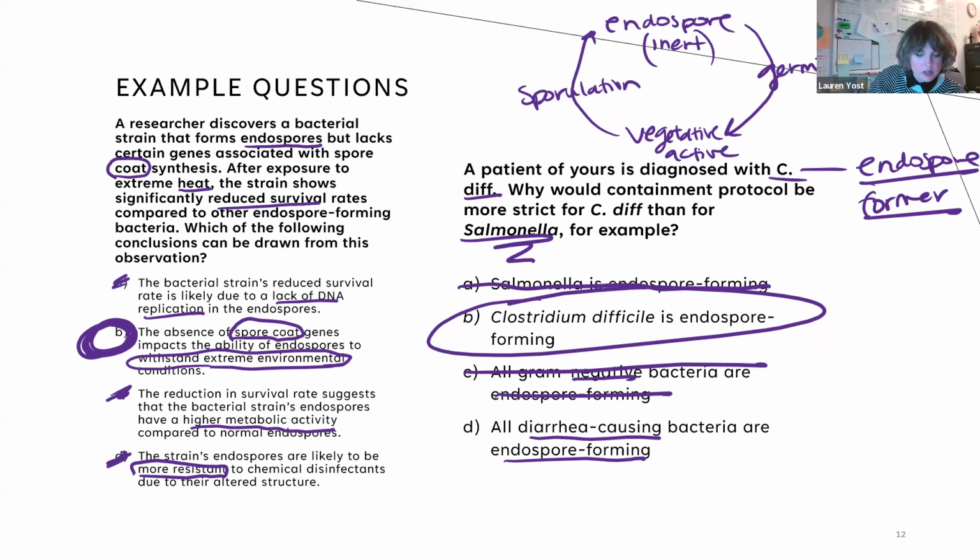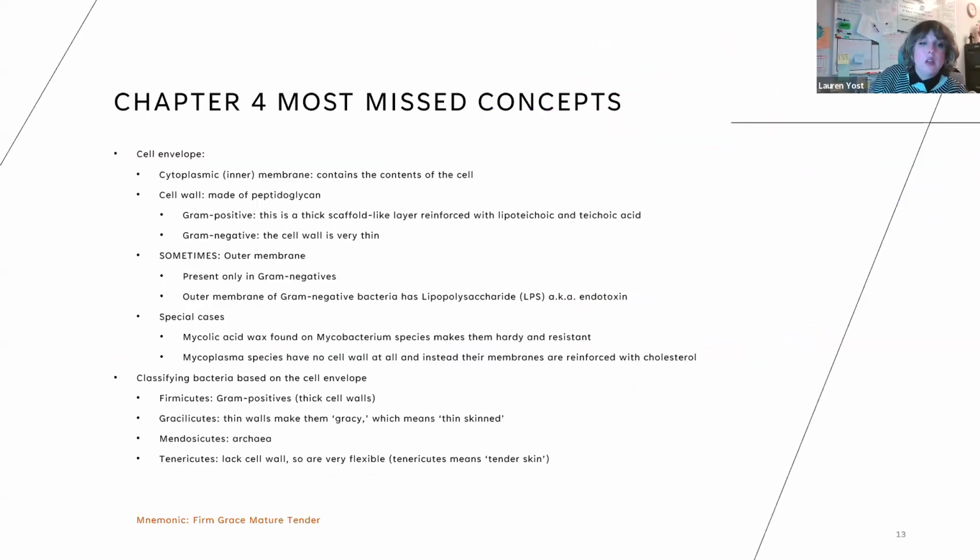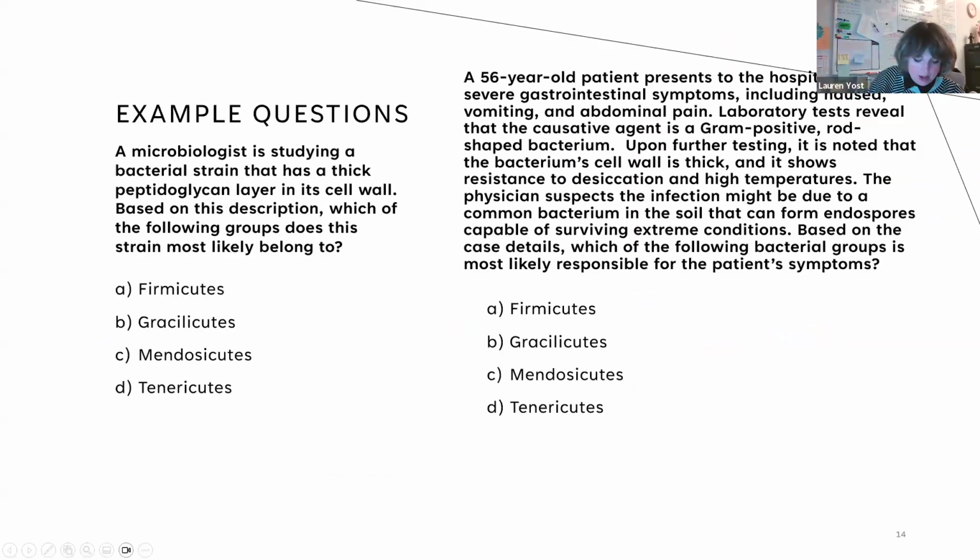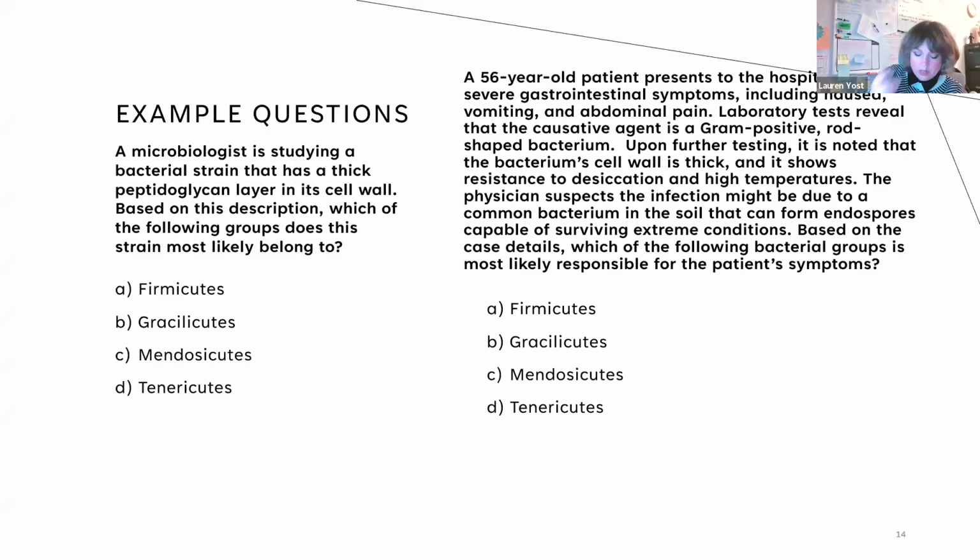All right, so our next one, this is our last concept, is differentiating by that cell envelope. This is talking about the firmicutes, gracilicutes, mendosicutes, and the tenericutes, basically based on that cell envelope. And remember, the cell envelope is the plasma inner membrane, whether you have a wall or not, whether you have an outer membrane, and what your membrane is made out of. Okay, so we'll have our little notes out to the side on this one again.